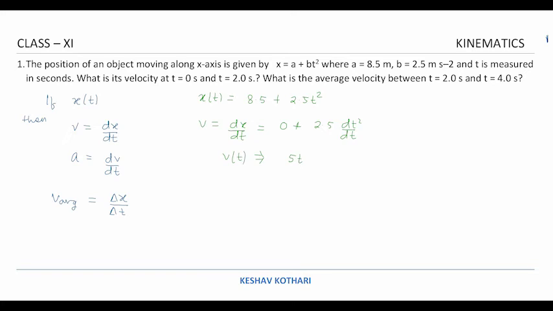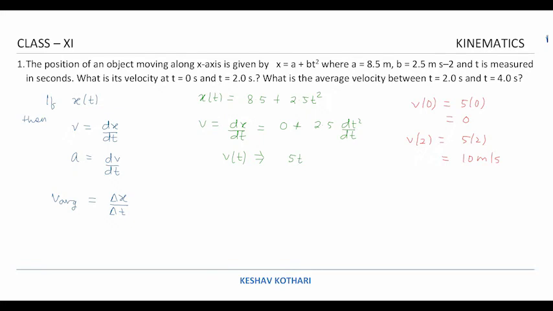Now the question is asking what is its velocity at t equals 0 and t equals 2 seconds. So at t equals 0, if I put t equals 0, we get instantaneous velocity at t equals 0 to be 0, and at t equals 2 second, if we put 2 in place of t, we write 10 meter per second.